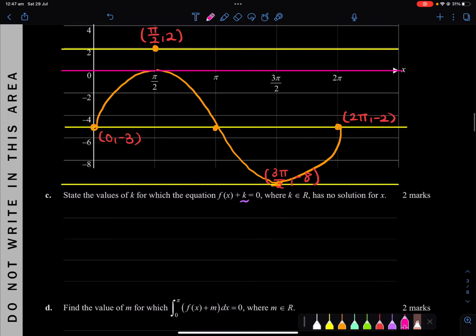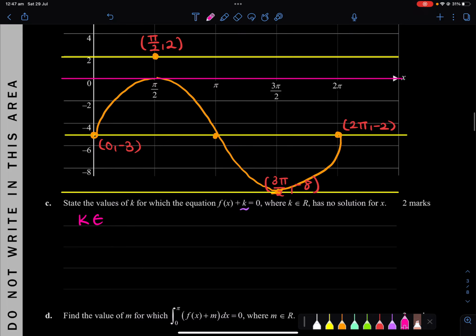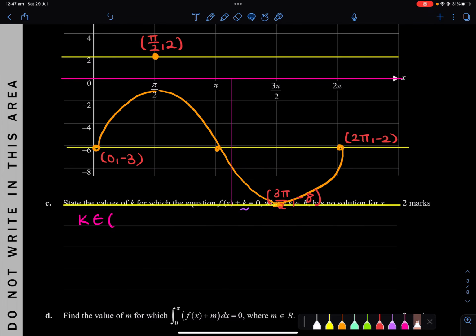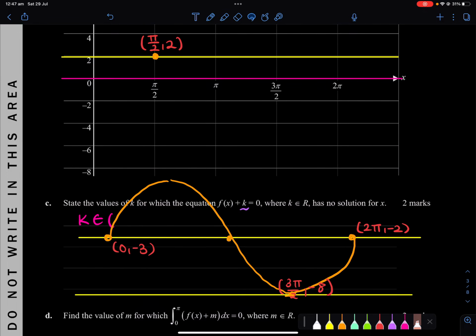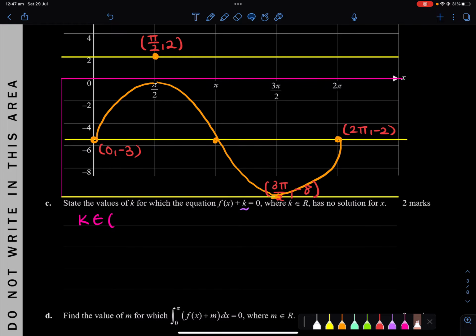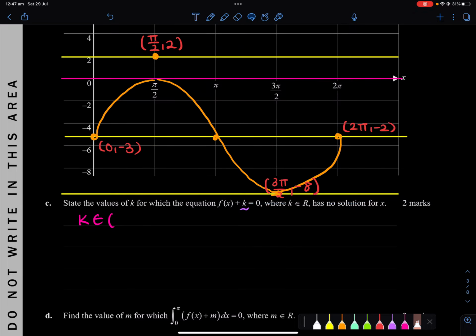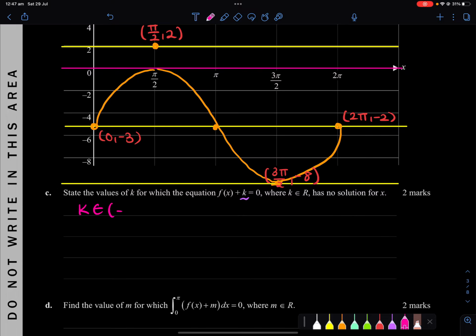So we can say k is an element from, because we went down 2 units, well, if we go down infinitely, for example, it will never touch that graph again. So we can say from -infinity to -2, not included, because if we include it, we'll actually get a solution. So we don't want to include that.